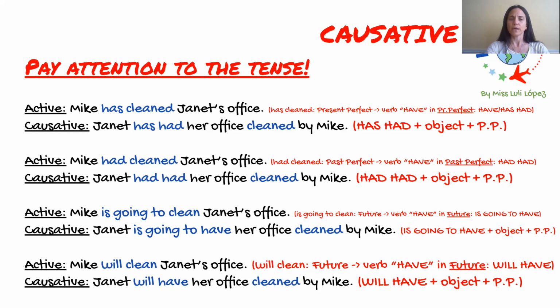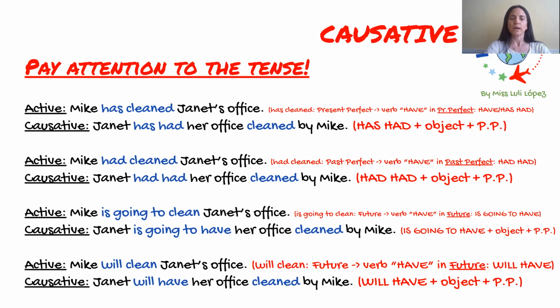If in the active we have Mike is going to clean Jeanette's office, is going to clean is in the future, so the verb have in the future would be is going to have. Then the causative would be Jeanette is going to have her office cleaned by Mike. So is going to have plus the object plus the past participle.